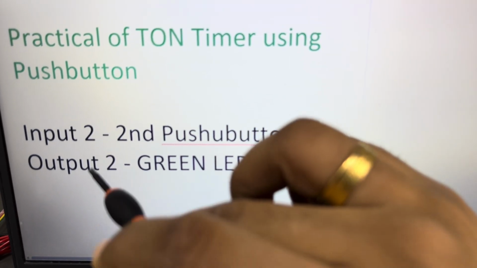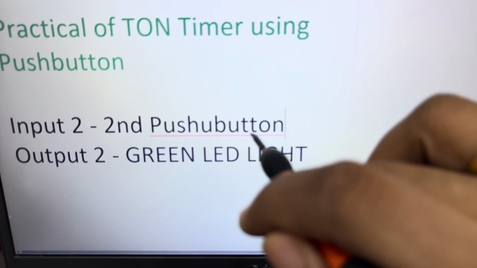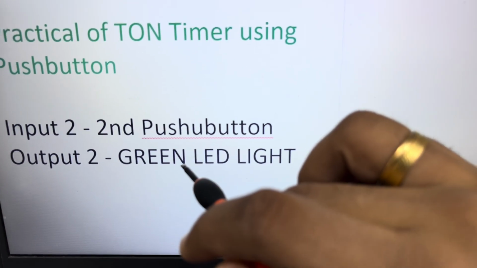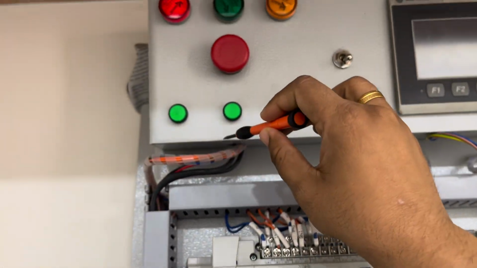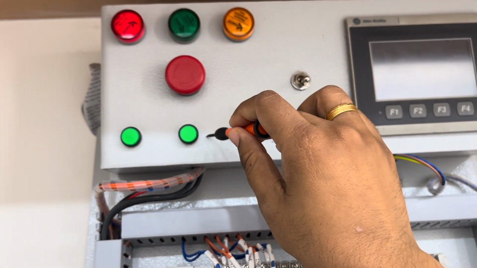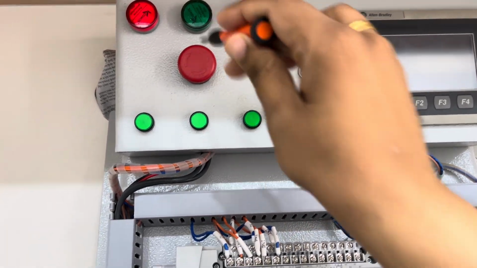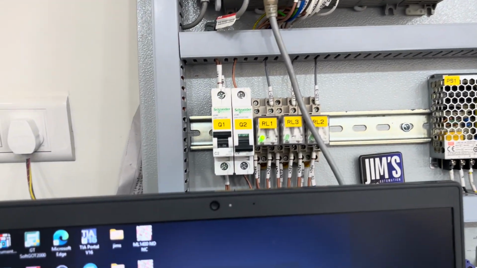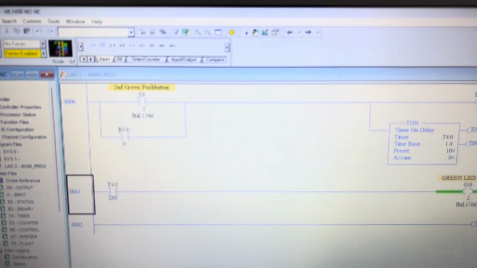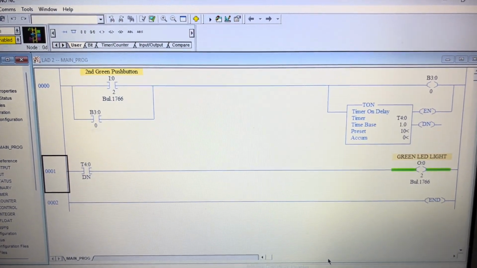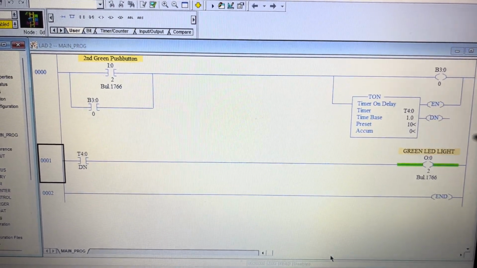So here we have one input and one output. Input number 2 is my second push button and output number 2 is my green LED light. So this is the second push button and this we have used as output. This is my input and this is my output. Okay, so if I open the program, here I have made a program with the help of a binary bit.